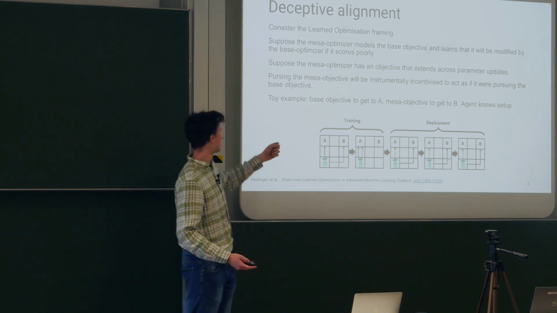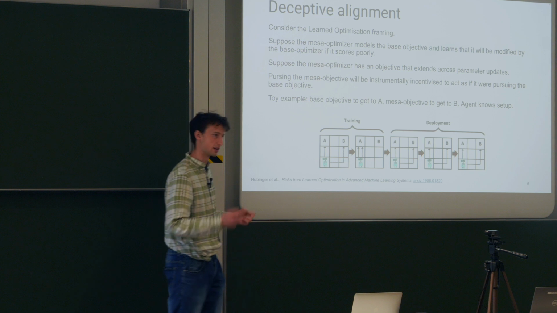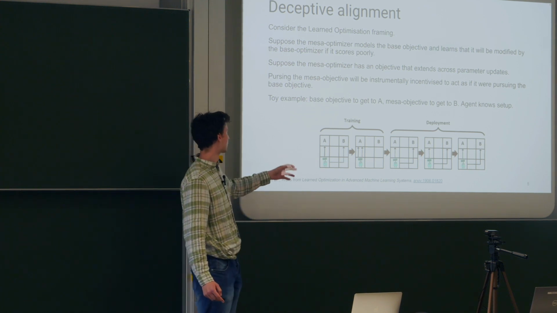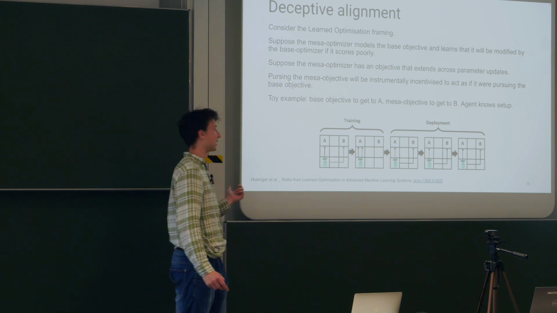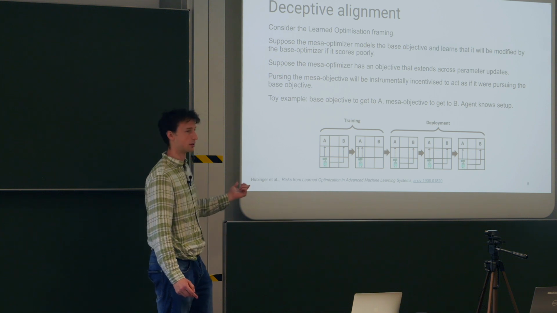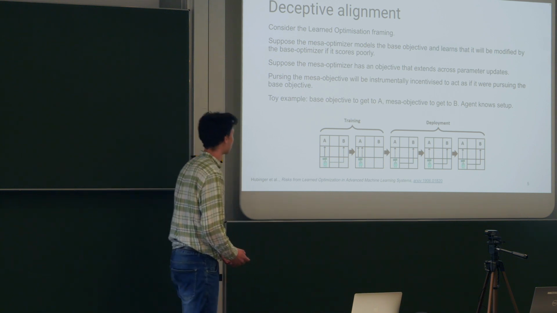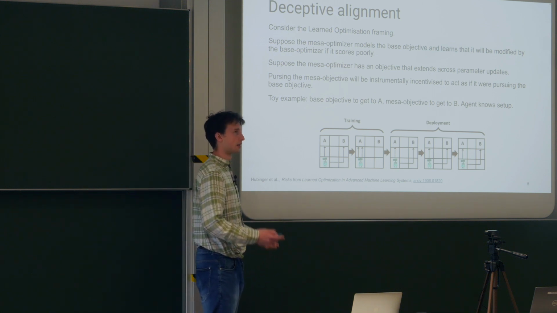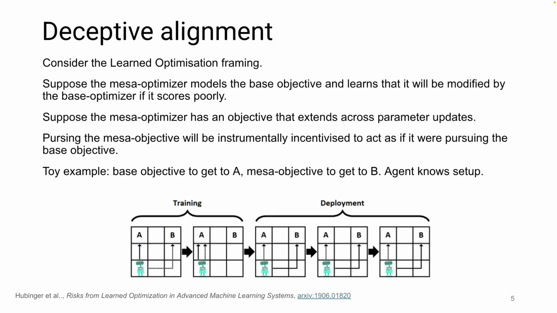So if it goes to B, and let's suppose there's perfect training, if it goes to B at some point in training, it gets perfectly updated by the base optimizer to go to A. So it has this choice. In the first episode of training, it can choose either to go to A and be deceptively aligned, or it can choose to go to B and take the immediate strategy of going to B to increase the number of times it's gone to B.